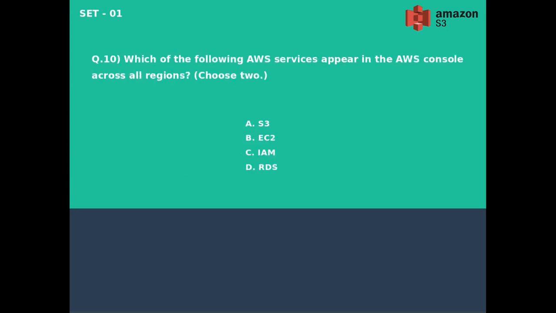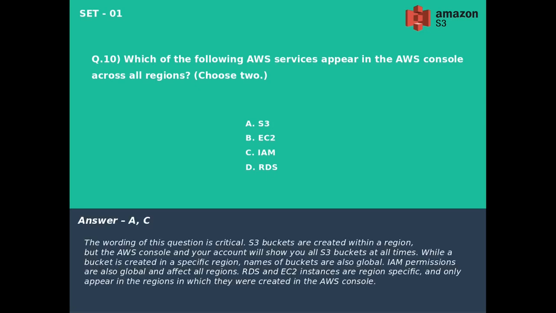Which of the following AWS services appear in the AWS console across all regions? Choose 2. Option A S3, B EC2, C IAM, D RDS. Answer is A and C.